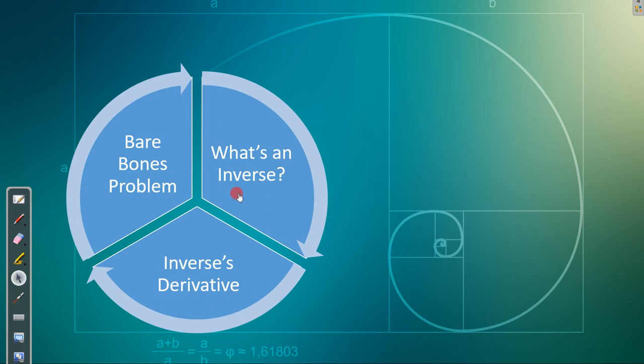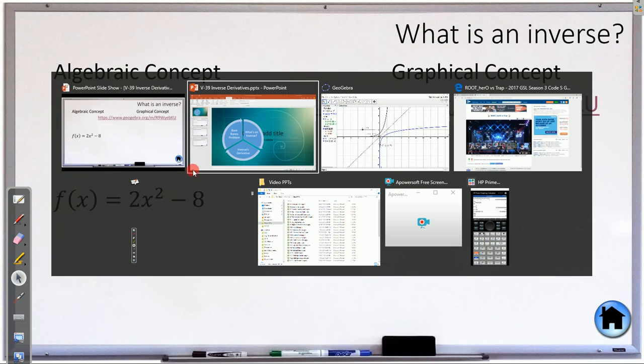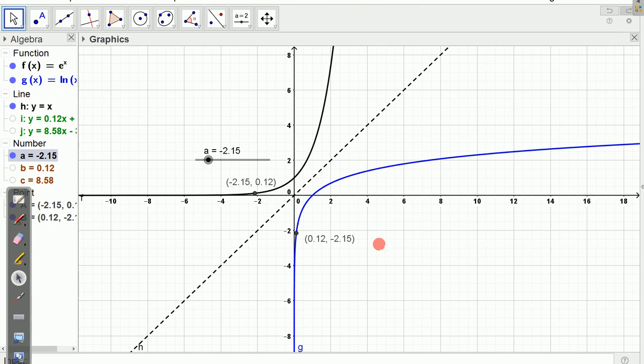Now, you might have taken a look at what an inverse was in trig or algebra 2, but if not, I want to do a quick refresher on what an inverse actually is. So, we're going to first take a look at a graphical concept of the inverse, and then I'll show you how to do it again algebraically, and it will probably come back to you.